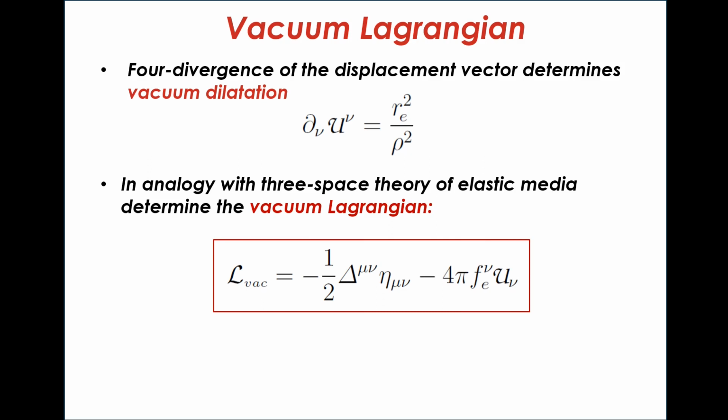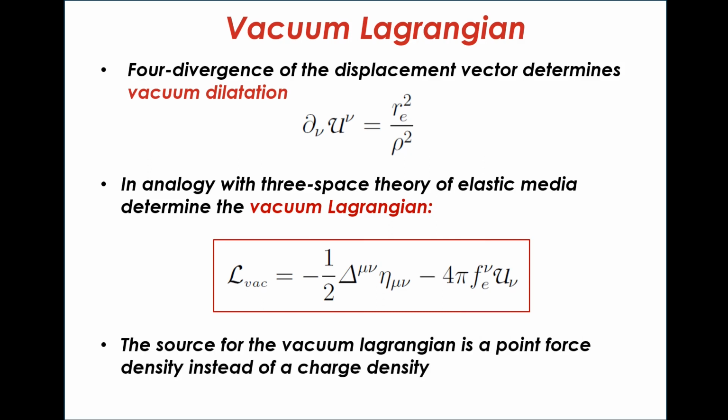For consistency, this will require a redefinition of the traditional point charge density in the interaction term, which is now replaced with a new point force density, F^ν_e. Unfortunately, this Lagrangian cannot be considered as complete because it must include an additional term to propagate the velocity fields.